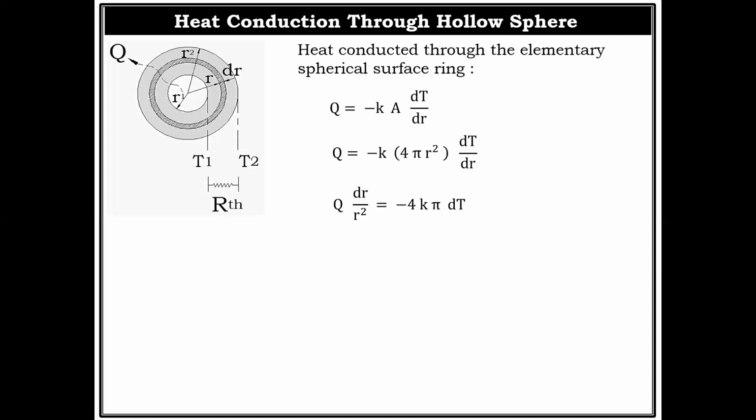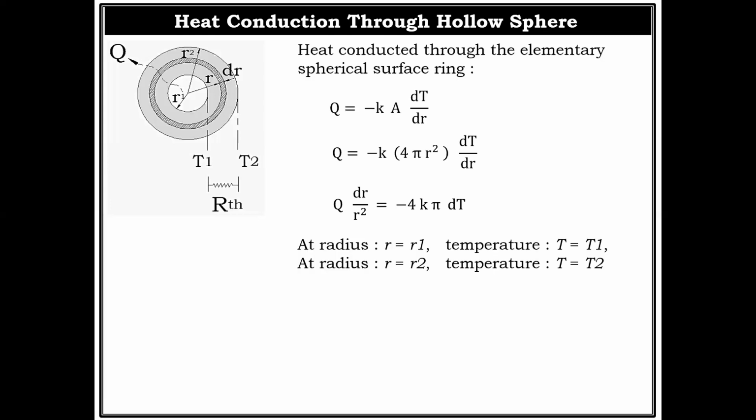Now rearranging this, we shift dr to the left hand side and r square to the left hand side, so it becomes Q dr upon r square, and on the right hand side minus 4K pi dT. So we get this form. Now we have to apply limits from inner surface to outer surface. At the inner surface, when r is equal to r1, temperature will be T1, and at the outer surface when r is equal to r2, temperature will be T2. So we have to integrate the above equation within this limit.